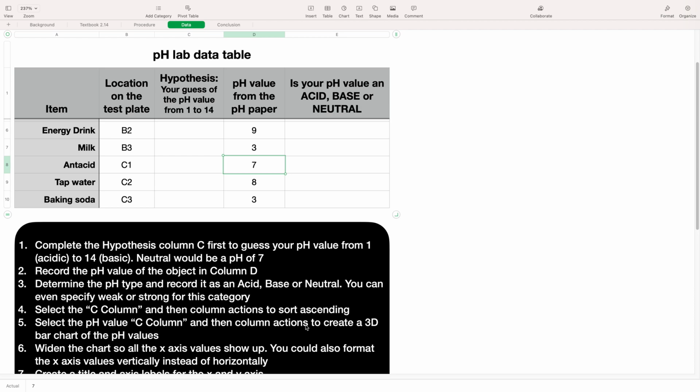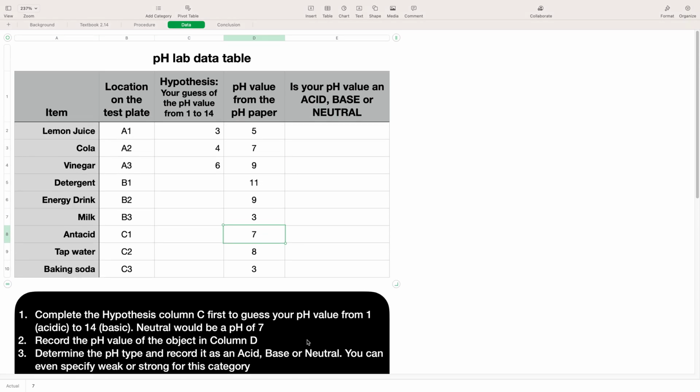Select the C column and then the column actions to sort ascending. You can practice that right now so that you know how to do this. You tap on the letter, and then it pops up a menu, and then you hit column actions. And then you select sort ascending.